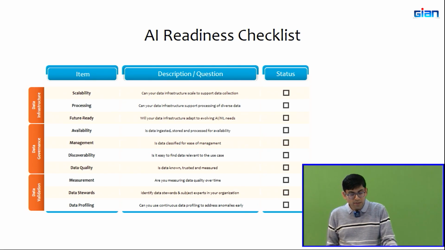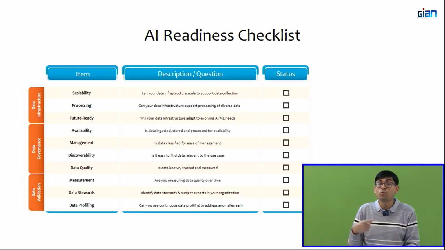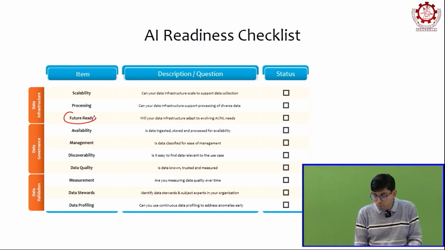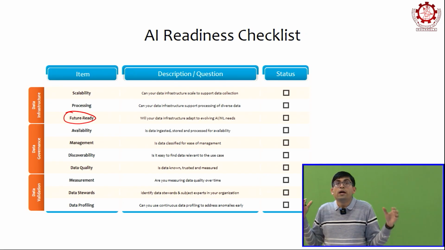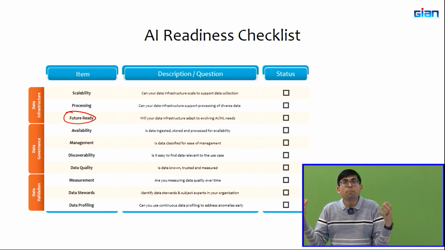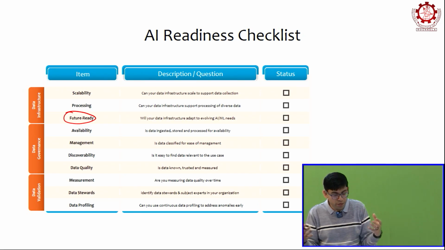So here's a readiness checklist. For data infrastructure, you have scalability, processing, and you have to make sure that to the best extent possible, your model is future ready. It's not like you have the capability of ingesting 1,000 studies, but in the future, if you are expecting an increase in workflow, what if you don't have that infrastructure, right? You have to make sure that you are future ready.